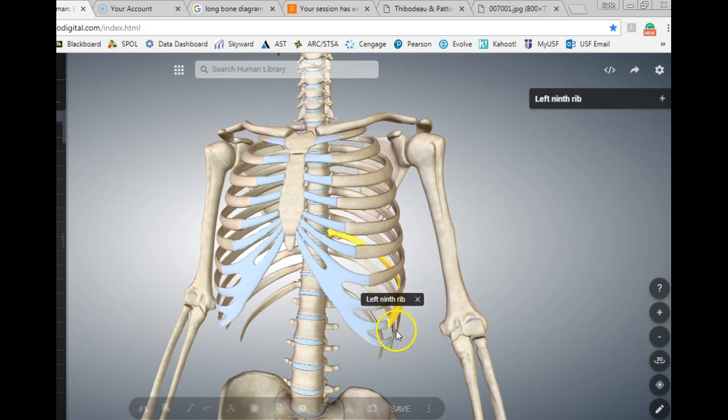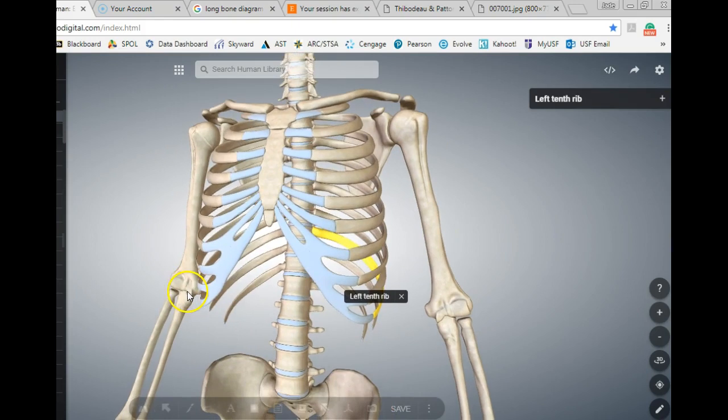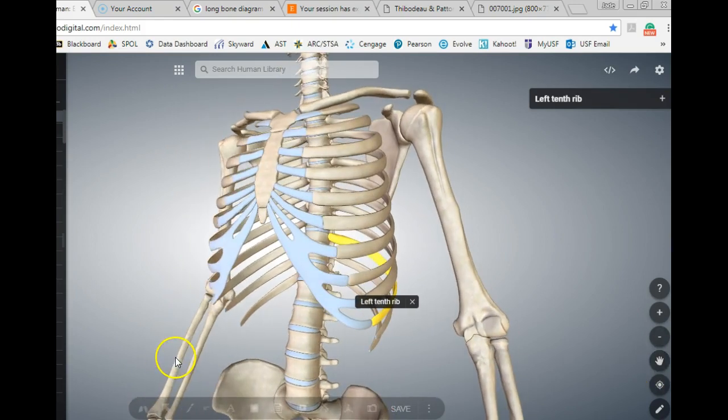Ribs 8, 9, and 10 are attached to the cartilage of the 7th rib. So you can see this is a little bit deceptive here because it looks like it is going to that sternum here, but really they're attached to the cartilage of the 7th rib. So ribs 1 through 7 are known as true ribs, while ribs 8 through 10 are your false ribs. And then you can kind of see them back here.